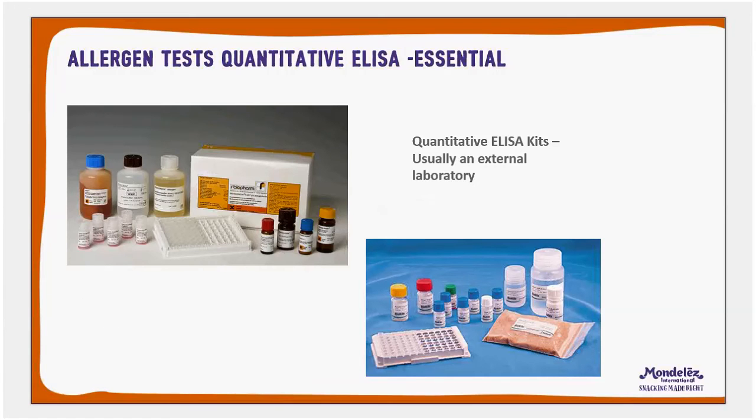So let's spend a bit of time understanding how an ELISA test actually works, what it looks like. This is a quantitative ELISA test, and this will be an essential part of cleaning validation type studies. It's usually an external laboratory that will be undertaking this testing, and in the picture on the slide here you've got two examples of different testing kits. So our Biopharm on the top left and Neogen on the bottom right. Each test kit comes with a set of standards that contain either no allergen or some of the allergen that you're specifically looking for.